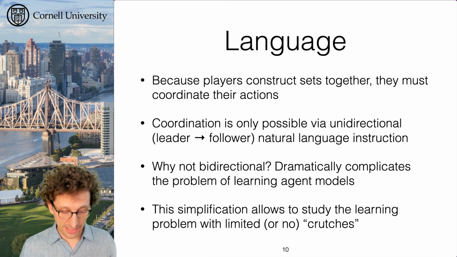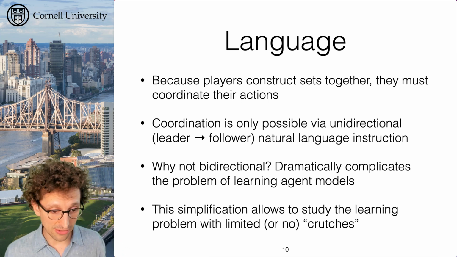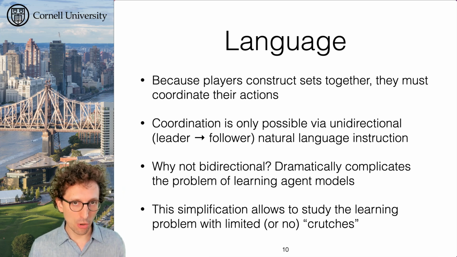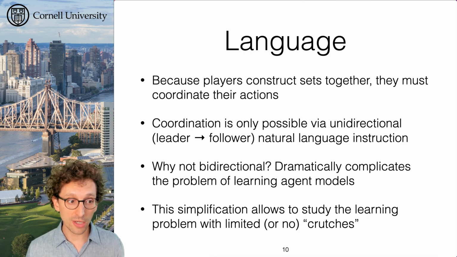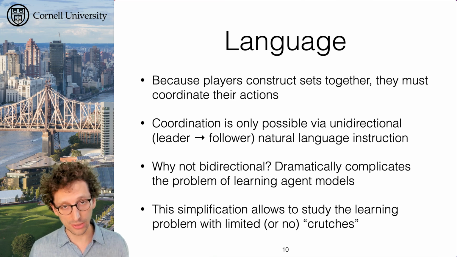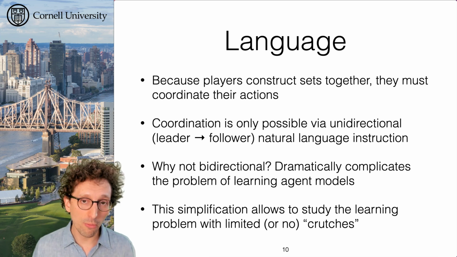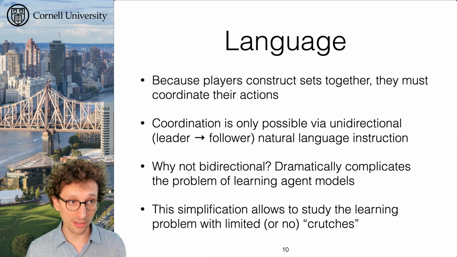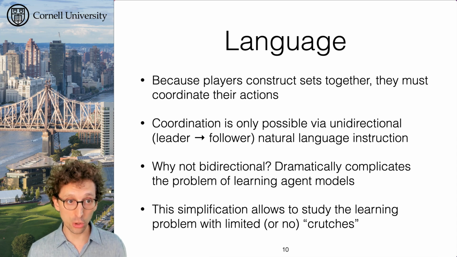Because the players construct sets together in the game, they must coordinate their actions and their plan. And the only channel of interaction we allow in the game is unidirectional natural language instruction from the leader to the follower. This begs a very common question: why didn't we create a bidirectional natural language communication channel where the two can interact, and for example the follower can ask for clarifications or share information?